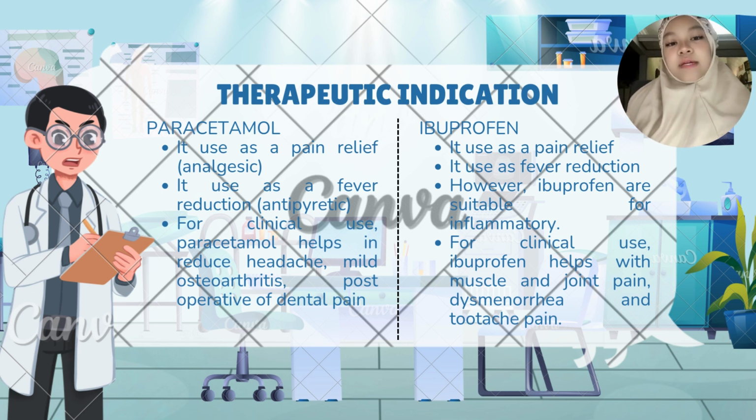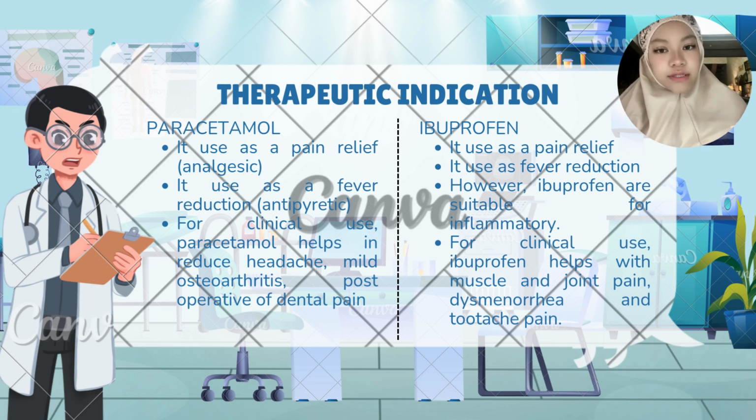After we get to know about the mechanism of action of paracetamol and ibuprofen, we need to know about the therapeutic indication for both drugs, which is paracetamol and ibuprofen. Let's dive in together with therapeutic indication for paracetamol first. For paracetamol, it is used as a pain relief, which is analgesic, and it can be used as a fever reduction. And lastly, for clinical use, paracetamol can help reduce headache, mild osteoarthritis, and post-operative dental pain.